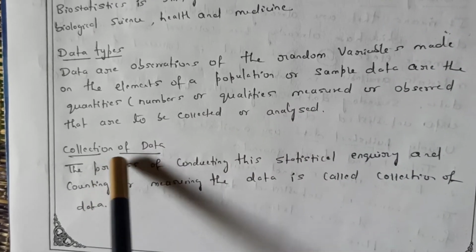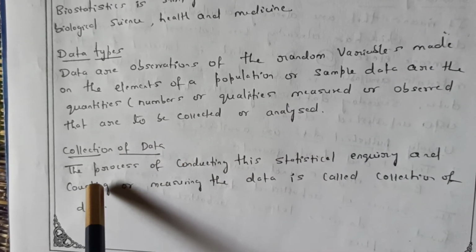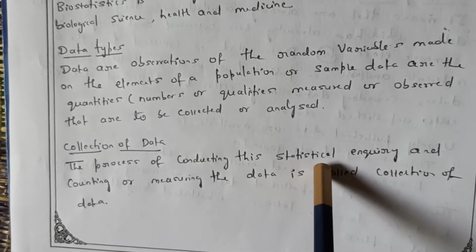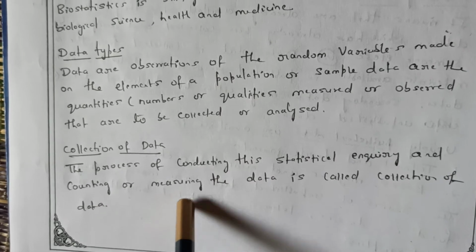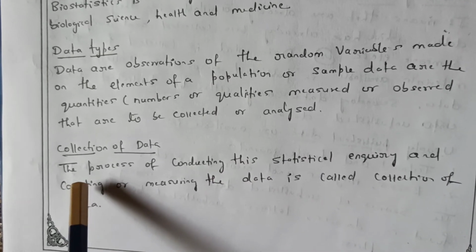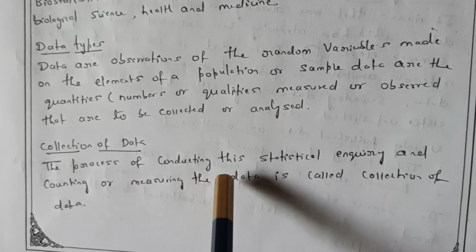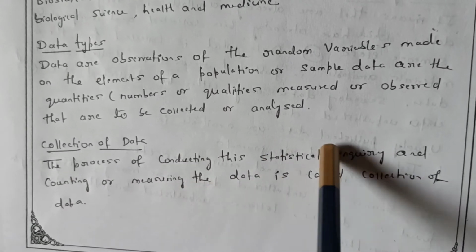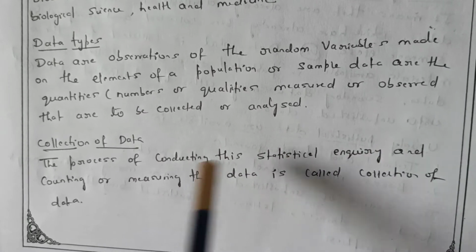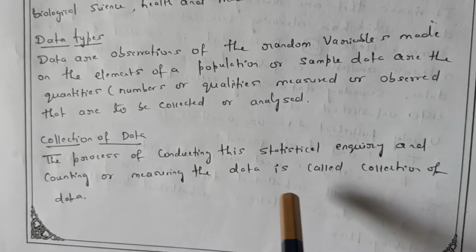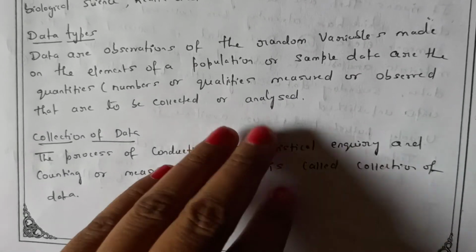So collection of data. Here we have a definition of collection of data. The process of conducting this statistical inquiry and counting or measuring the data is called collection of data. So you have to observe the definition. The process of conducting this statistical inquiry, that is you will be conducting some statistical inquiries and you may count or you can measure the data. So this process we call collection of data.